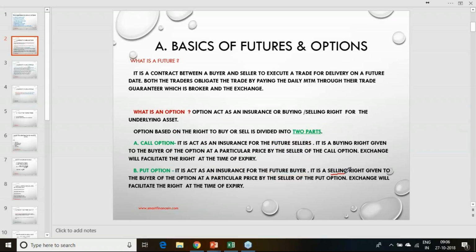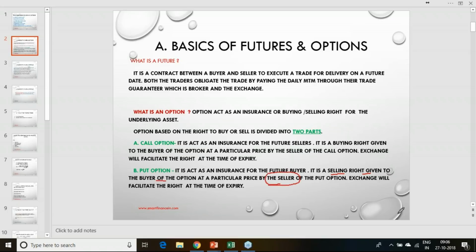The right part is also the same. The buyer has the right to sell that particular asset at a particular price. So it is a selling right given to the put option buyer to exercise at a particular price, and this right is given by whom?